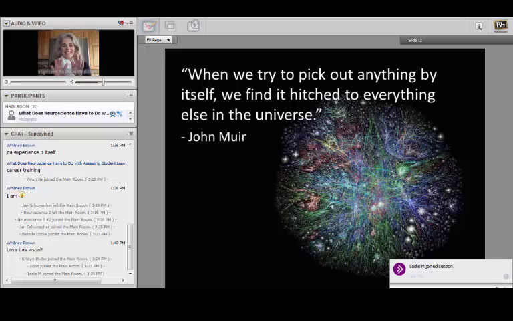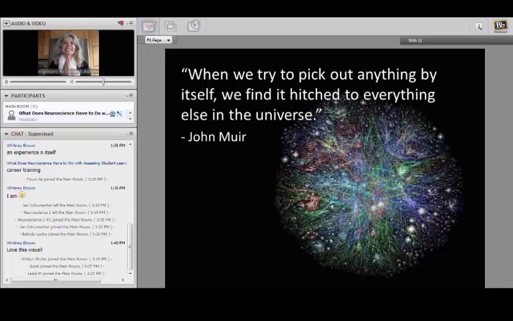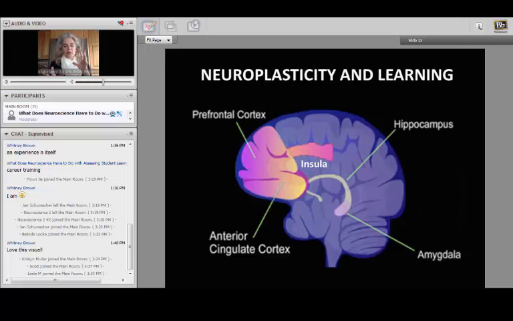And while this is a complex process that I am overgeneralizing for this brief webinar, I have this John Muir quote that I love: when we try to pick out anything by itself, we find it hitched to everything else in the universe. And this is true also about our neurology. But if we look at the particular parts of the brain that we know can be changed through education and training, we see these parts of the brain.